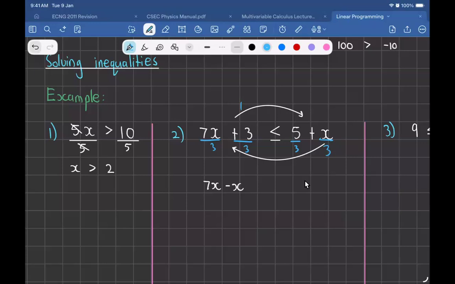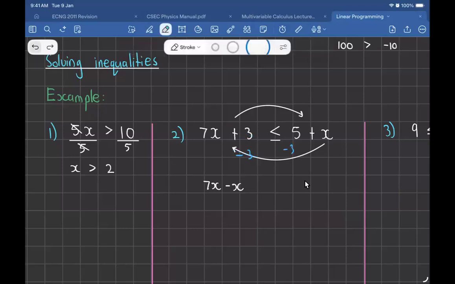What is the opposite of adding 3? Subtracting 3. Right. What is plus 3 minus 3? What's 3 minus 3? 0. So do you understand why when we move across positive 3, it'll turn to negative 3? Yes. Because to get rid of it, you'd have had to minus 3 on both sides. That's a long way. So plus 3 minus 3 would turn to 0, right? So we end up with 7x minus x.